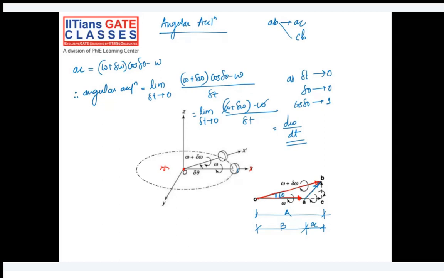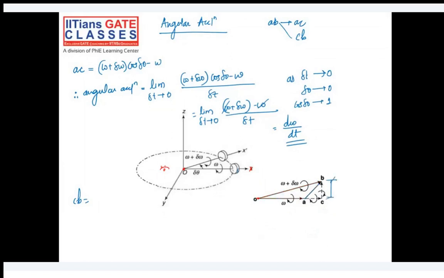Similarly, how can I write CB? Now I'll rub this. CB is this length, right? So it is clearly simple. Omega plus delta omega sine of delta theta. Okay, that's all. This is delta theta, so this is the sine component of it. Yes, correct. Sine of delta theta we can write. And now the angular acceleration.